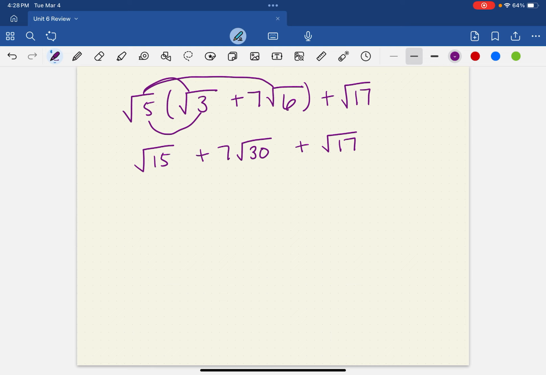Okay, and then here, if I could simplify, I would. 15 is 3 and 5. 30 is 3 and 10. So 3, 2, and 5. And then 17 is prime. So we can't do anything further. So this would actually be our final answer. So that one was actually really easy.